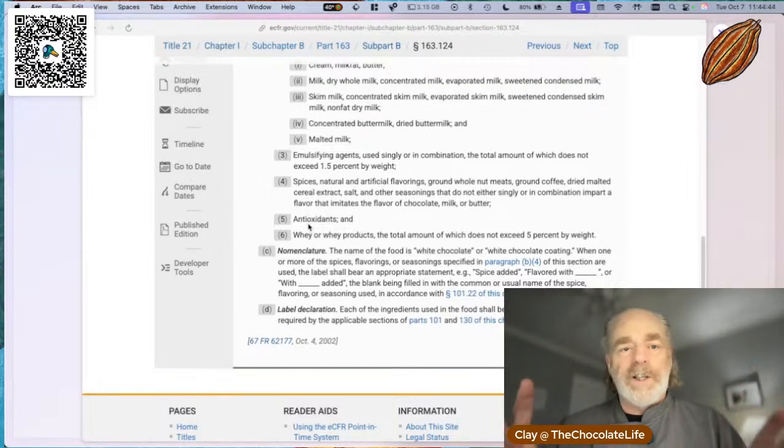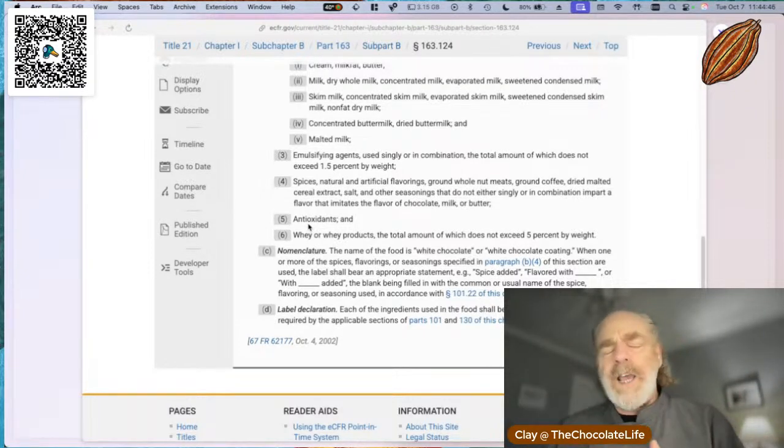It could be labeled as antioxidant. In the EU, you might have to label it as a preservative. In the US, I'm not sure if you do or not. So anyway, I can add whey or whey products as long as they don't exceed 5% of the total amount by weight. So I could add whey protein into the mix of white chocolate. I could still call it white chocolate as long as they weren't.